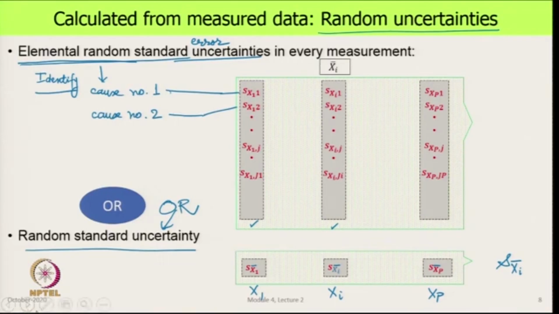In most of the problems that we will look at, we are unlikely to be able to identify all the causes of elemental random errors, because that would require us also to get the data about each one of them, which in normal experimentation we do not have. We have only one set of data coming out of an instrument under the same conditions. So, it will be just the random standard uncertainty, which is based on the readings, that we will calculate.